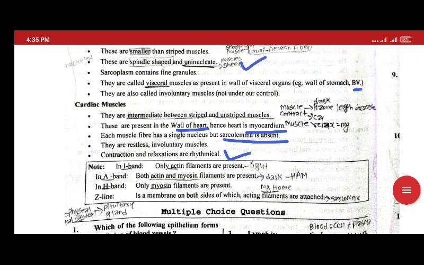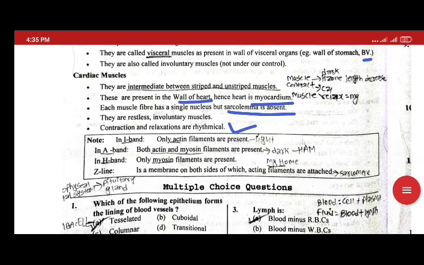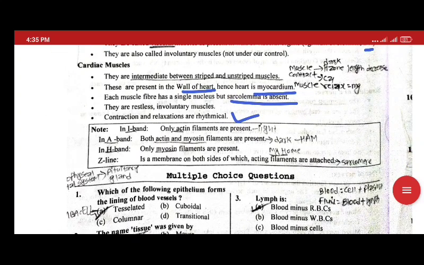And it works with rhythmic relaxation and contraction. Its regular work is relaxation and contraction. If it contracts, then length decreases, and if the muscle relaxes, then length increases. Here is the key point.